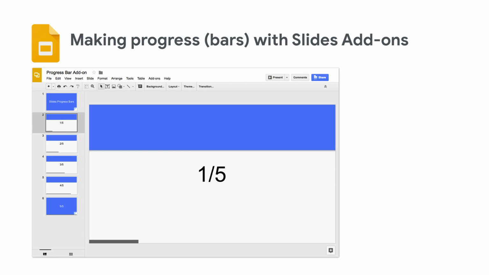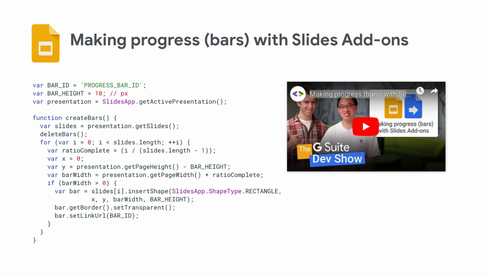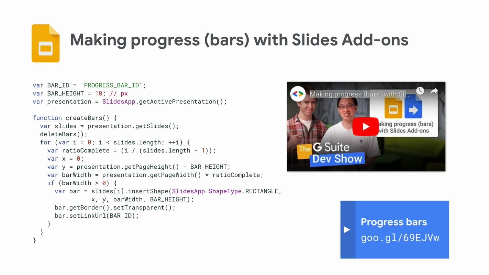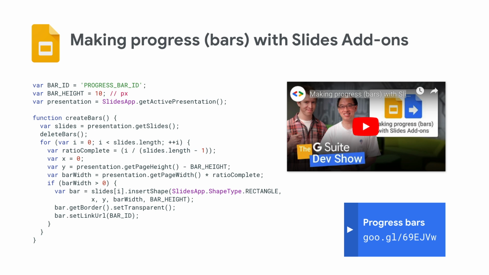Ever want to make a progress bar for your decks to let you and the audience know how much is left? Well, slide bars are not exactly native to presentation software, but we can build an add-on that extends the functionality of Google Slides. Here's the progress bar code. It calculates how many slides you have in total, then creates relatively sized rectangles on each slide. Check out our blog post and video for a deeper dive into this sample.